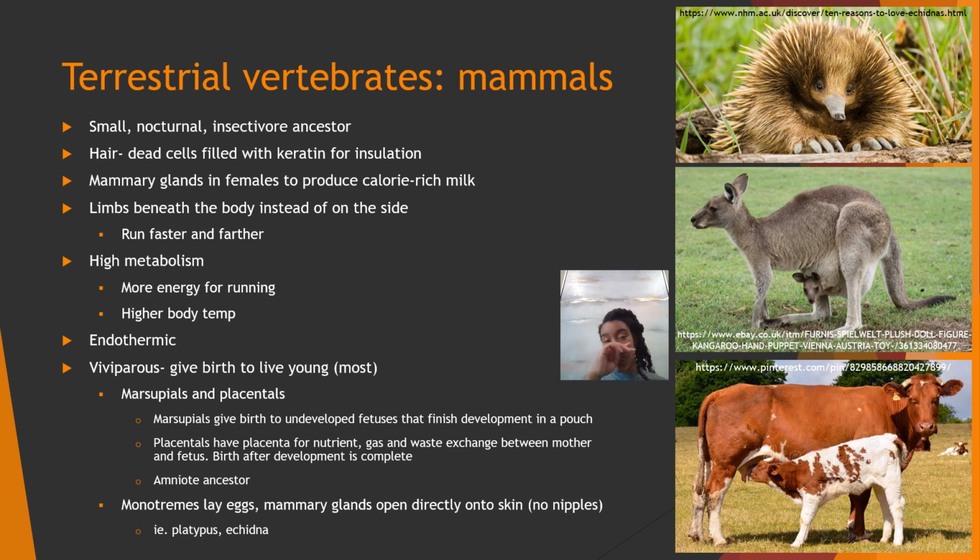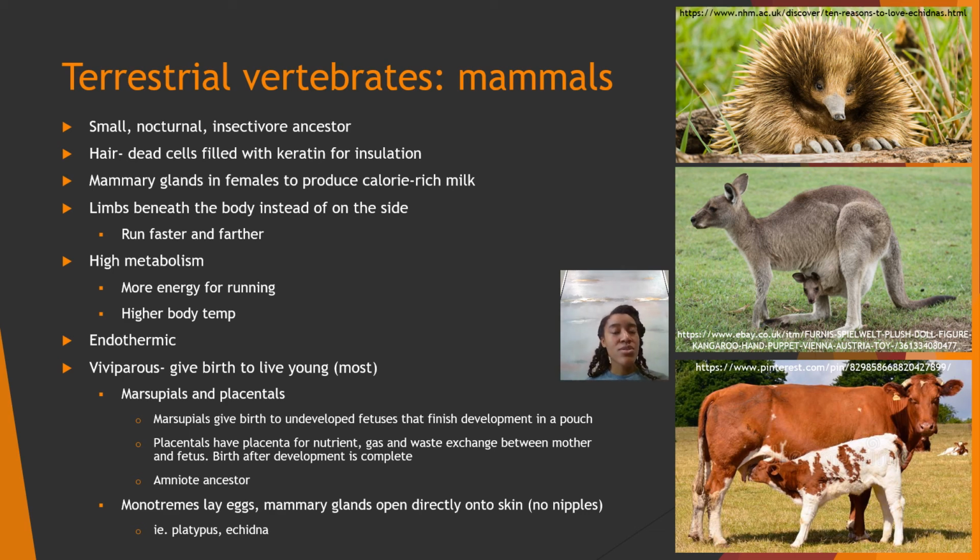And then there is the odd man out, which are the monotremes. The monotremes lay eggs. They are very unique in the fact that in marsupials and placentals, we have an amniote ancestor. So our ancestor laid eggs, but we do not anymore. But the monotremes have maintained that ancestral characteristic and they still lay eggs.